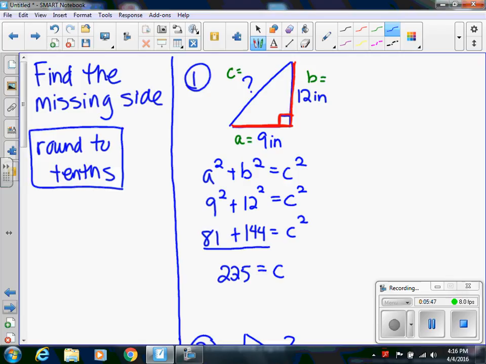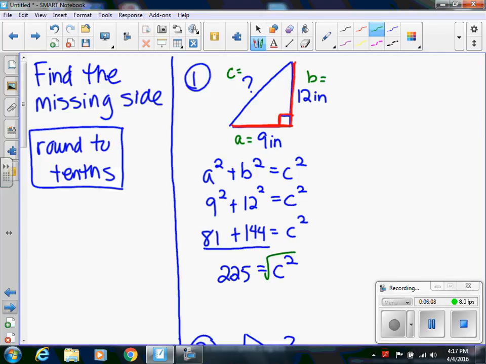And 225 is going to equal C squared. Well, as we know from algebra, I cannot have a square with my C. I have to have my variable all by itself. So I have to get rid of the square. And the only way to get rid of a square is to do the opposite. The opposite of squaring a number is to do the square root of the number.